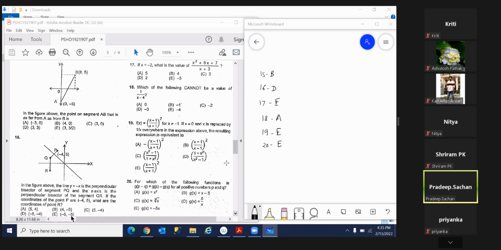Just see the diagram. Between P and Q, symmetry is there, correct? You can see there is one line going in between, and you are taking the mirror image across that line, which is nothing but y equal to minus x. And you have to take perfect symmetry. So if P coordinate is minus 4 comma 5 and you want perfect symmetry, can I claim that Q coordinate will be minus 5 comma 4? Can I claim this by approximation or common sense?